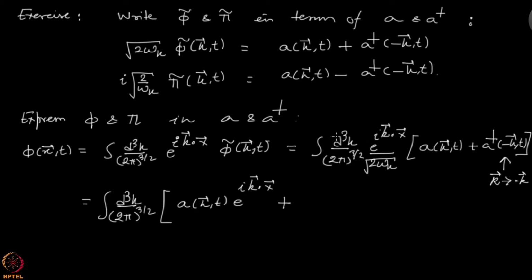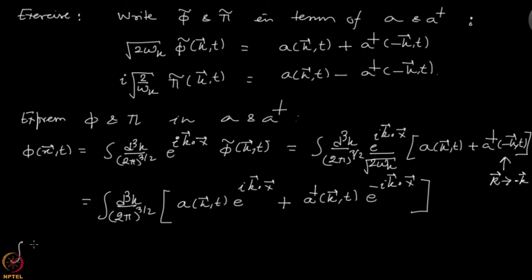So you can split this integral into two pieces, right? Each piece has its own dummy variable k. In the second one, I'm doing the change of variable, and you get d^3k over (2π)^3. I will show you why. So this is here, and then a dagger k t e to the minus ik dot x, right? That is what you will get. Now let me show you why this has to work.